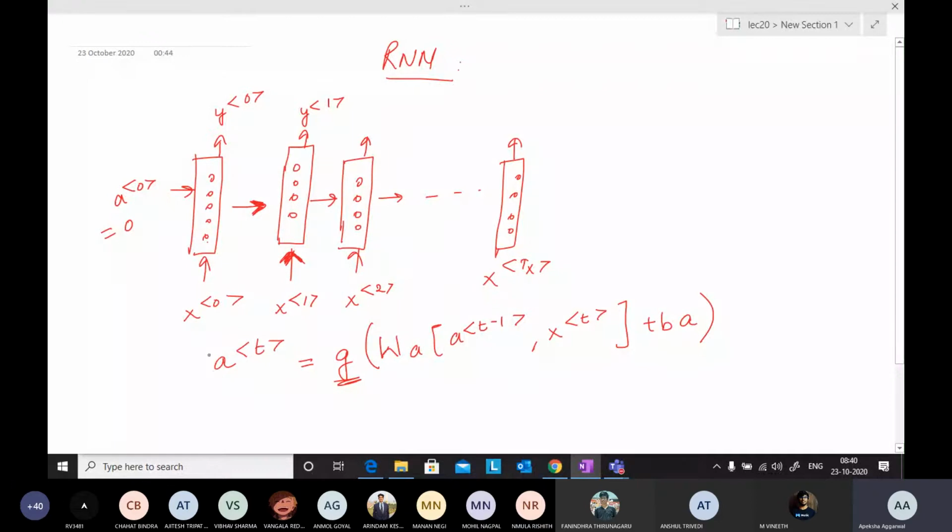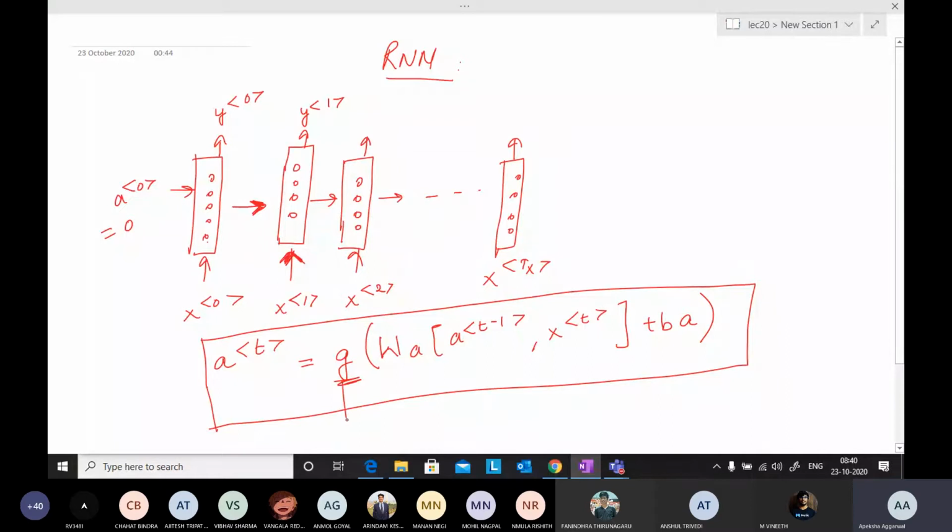G is the activation function, which is generally tanh in RNNs. We will see why specifically tanh. We can also use ReLU, but both of these are popular for RNNs. So G is the activation function, W is the weight, and A is the activation that is coming from the previous layer. X is the current input plus b. So b is basically the bias term.